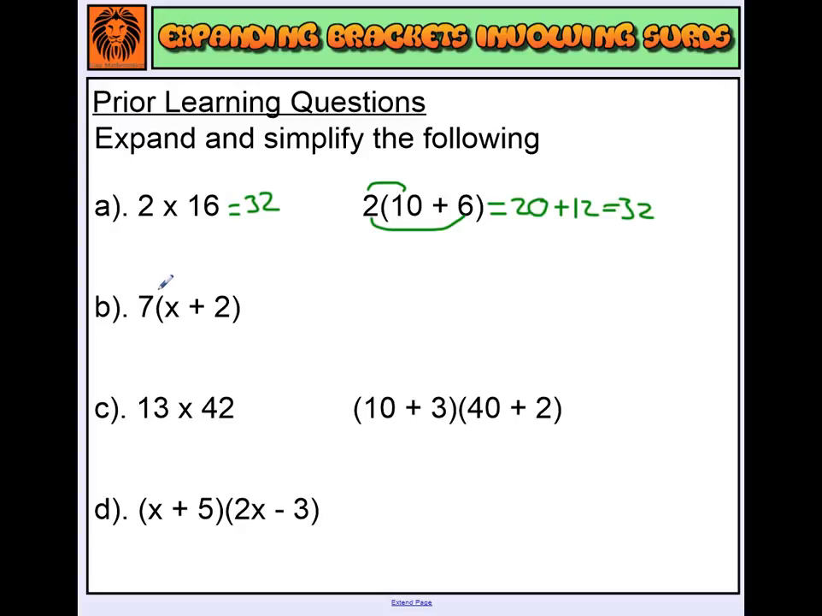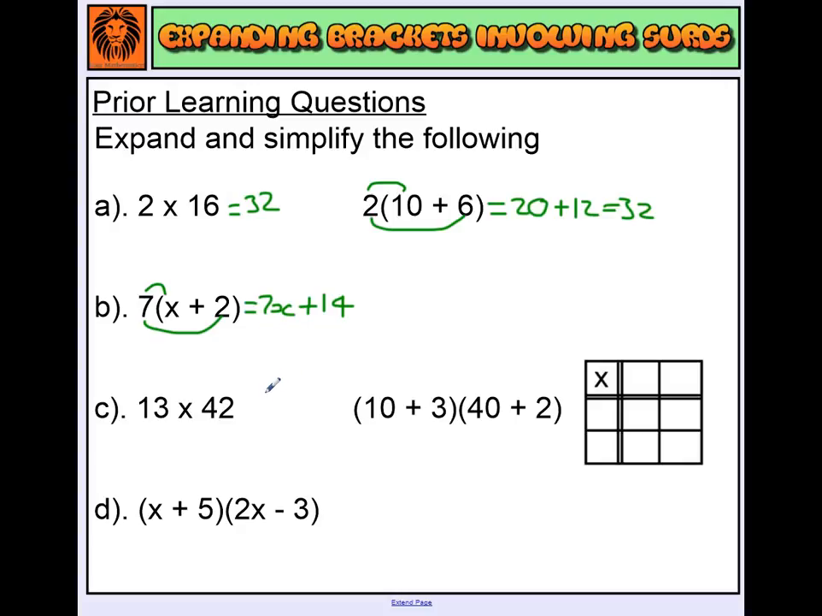So if we now expand the brackets for B, we'll do 7 times x, which equals 7x, and we'll do 7 times 2, which is 14, so it's plus 14. So expanding these brackets, we get 7x plus 14. So, looking at question C, we've got 13 times 42. Now, we know from question A that we can just say that this is true.